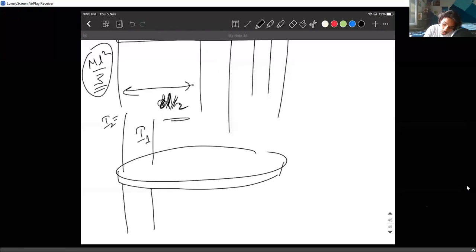Somebody gave this value I1 and I want the value of I2. You cannot say I2 equals I1 plus this distance, let us call it d. If you write that, it is a big blunder. You cannot do that. The axis shifting must always happen from the center of mass.